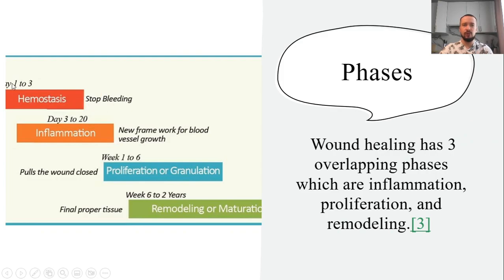There you see day 1 to 3. But of course, if hemostasis happened only on the third day, it would be bad for our patient. Inflammation starts from the third day and finishes on the 20th day. But I don't agree with this picture, because I think that inflammation starts on the first day and finishes on the 12th to 20th day. Proliferation or granulation is from the first week to the 6th week, and remodeling or maturation from the 6th week to 2 years.